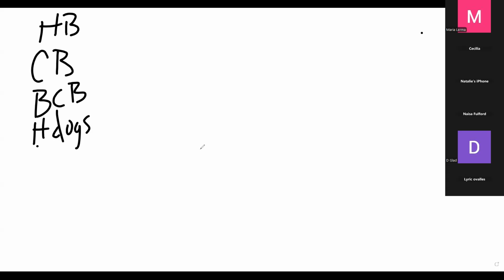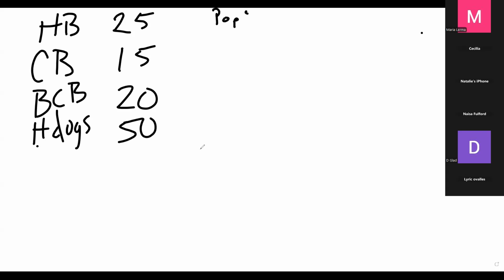Someone give me a number anywhere between the number of hamburgers we served. Let's make them increments of 5. So anywhere from 5 on up to, let's say, 50. 25. 25 hamburgers. Okay, how about cheeseburgers? 15. 15, okay, yeah, let's try to make them a little bit different numbers, just so they have different percentages. Bacon cheeseburgers, 20. 20, and hot dogs, 50. 50, okay.